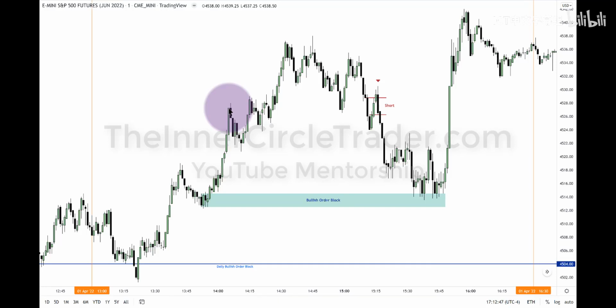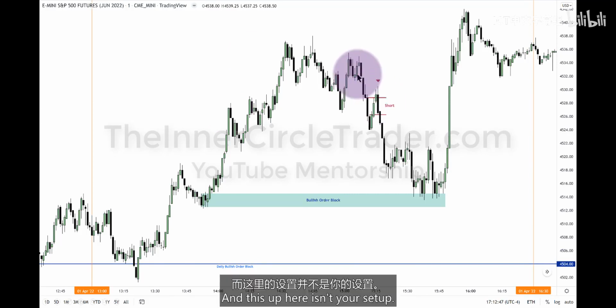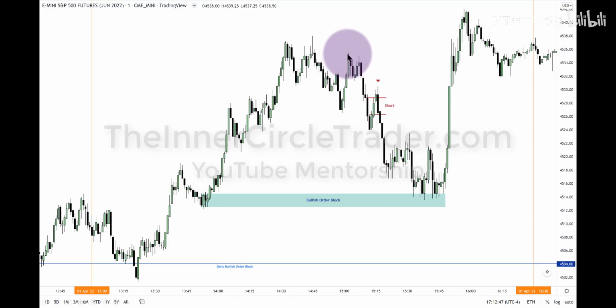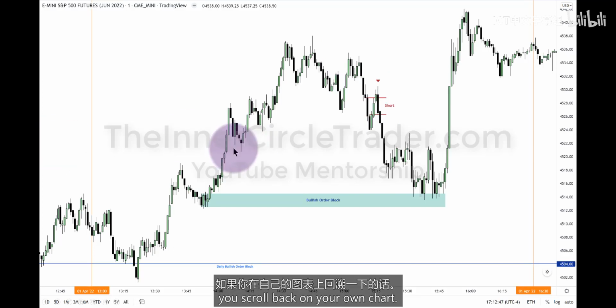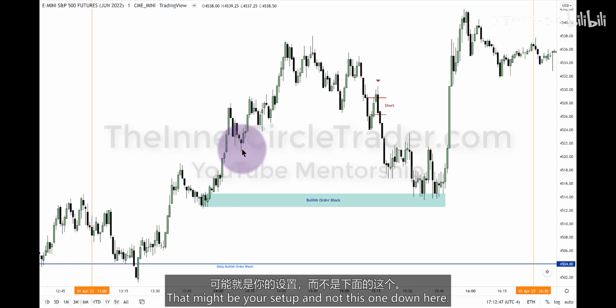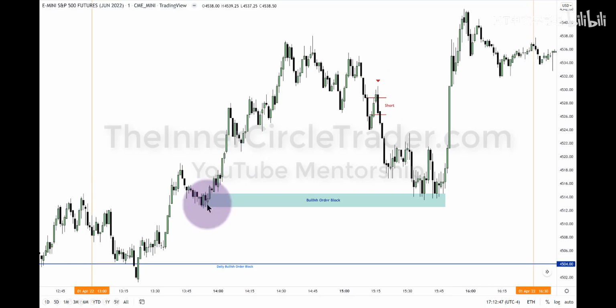But once you understand what you're looking for, like this setup here, that might be your particular setup. And this up here isn't your setup. This might be your setup here because it's based on that old high that you'll find if you scroll back on your own chart. That might be your setup and not this one down here. That's what I'm referring to when I say when you find your unique model.